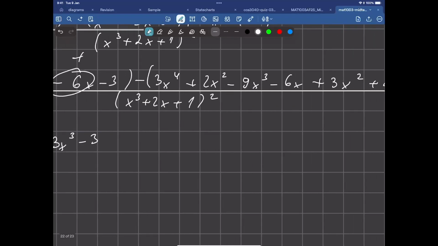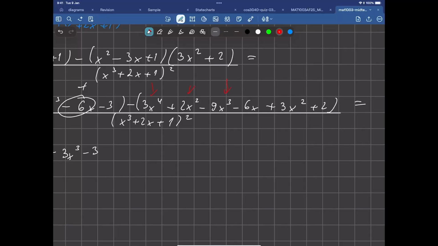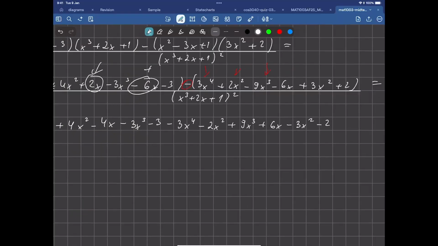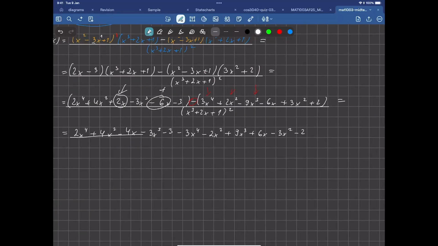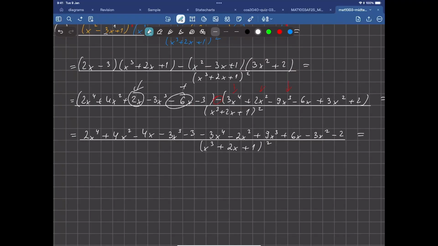And now at this point I will start changing the signs of all of these. Why will I change the signs? Because there's a minus in front, okay? So that's going to be minus 3x to the fourth minus 2x squared plus 9x cubed plus 6x minus 3x squared minus 2, okay? That entire thing over x cubed plus 2x plus 1 squared, all right?